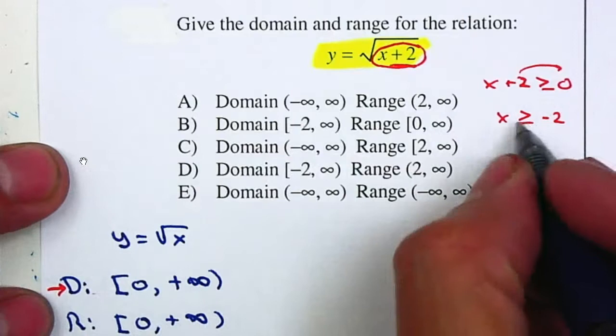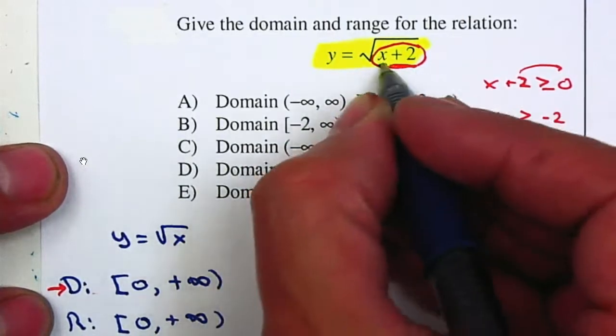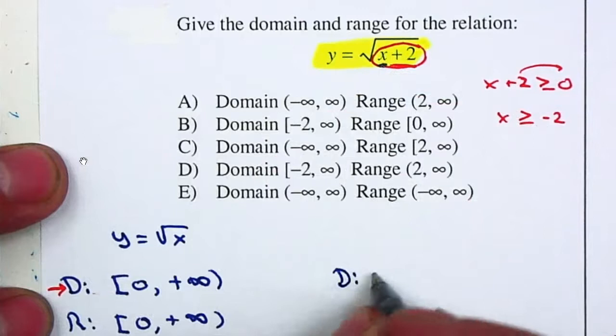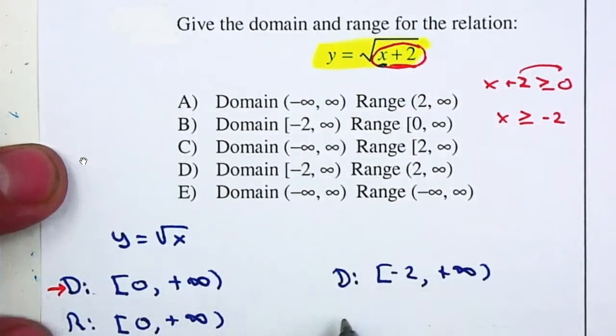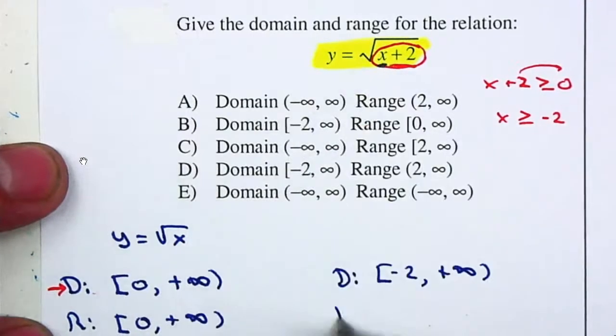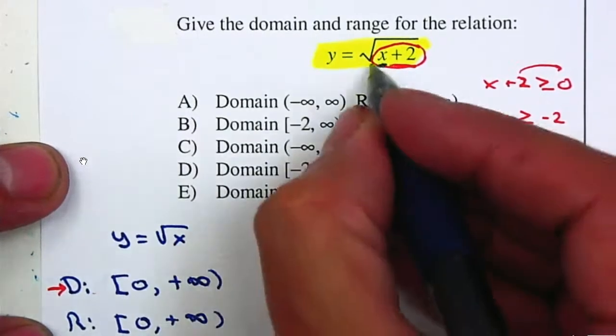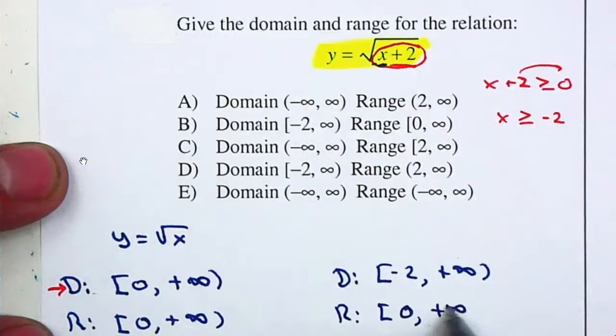So therefore, the first number that this can be valid is negative 2. So what values can I plug in here? Your domain will be from negative 2 all the way to positive infinity. And your range is not going to change, because as soon as you plug in a negative 2, negative 2 plus 2 is 0, square root of 0 is 0, all the way to positive infinity.